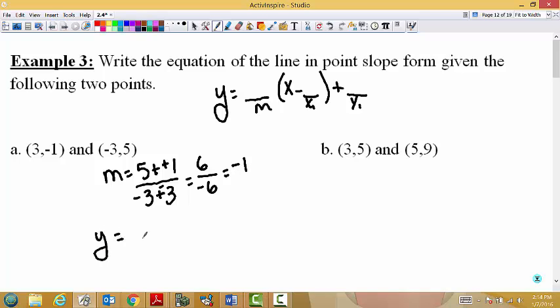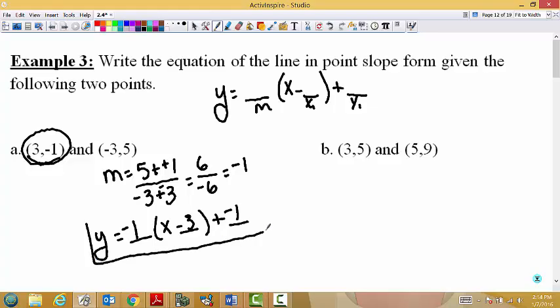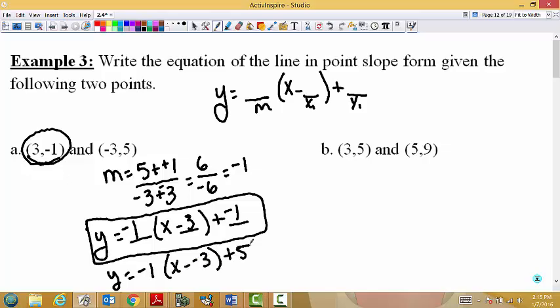And now I pick a point. It does not matter which point I pick. My slope is negative 1, and then I'm just going to pick the first one. 3, negative 1, and that is done. I'm going to leave it just like that. Could you have picked the other point? Yes. X minus negative 3 plus 5. Both answers are perfectly fine. Alright, so if you want to try B, you can.